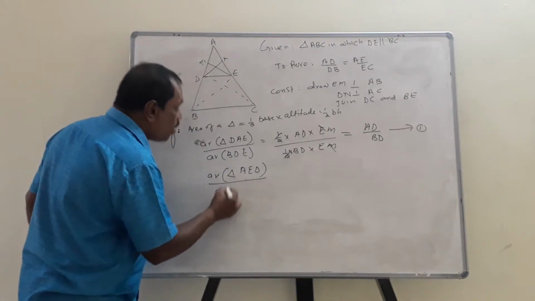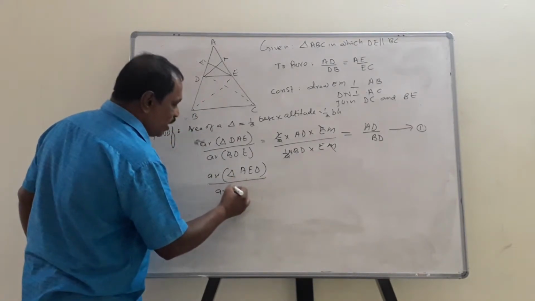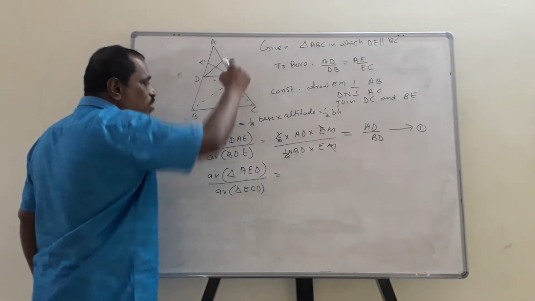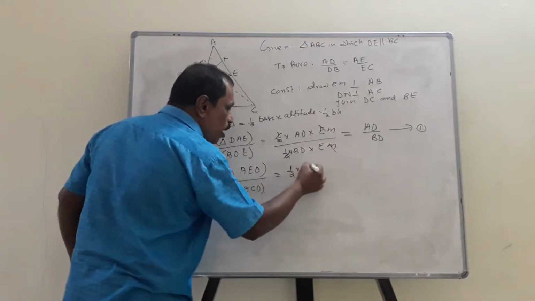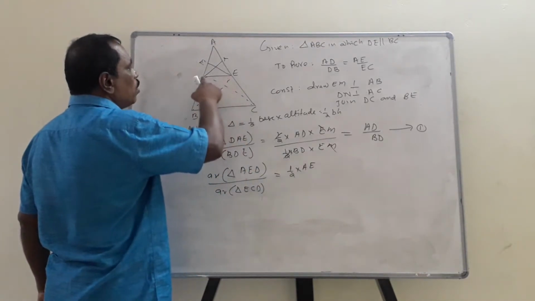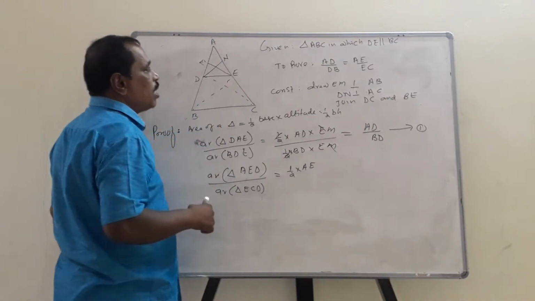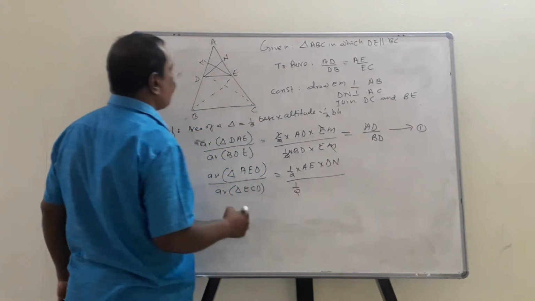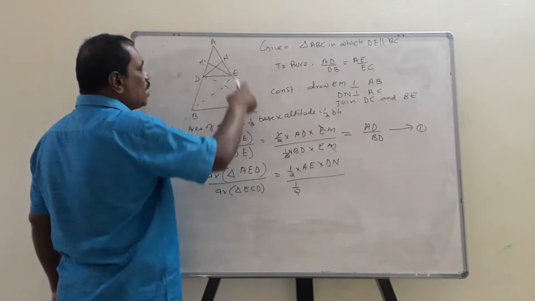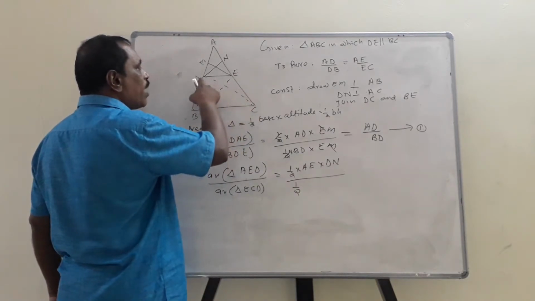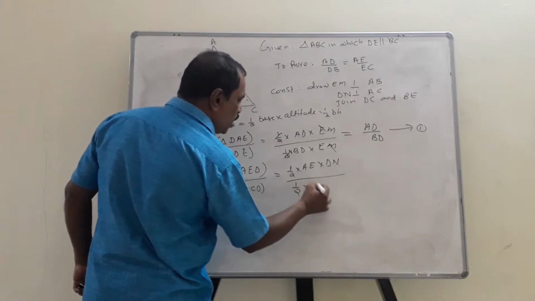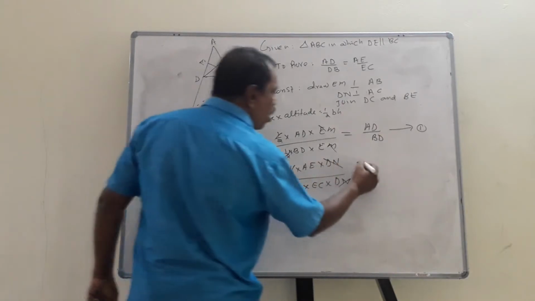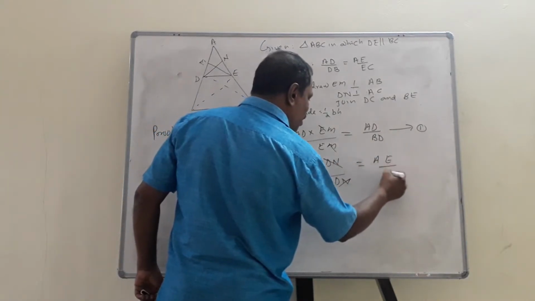Divided by area ECD. Area of triangle ECD equals half into AE into base. What is the base, and what is the altitude? The altitude is DN. So it is half into EC into DN. DN can cancel, and we are getting AE divided by EC.